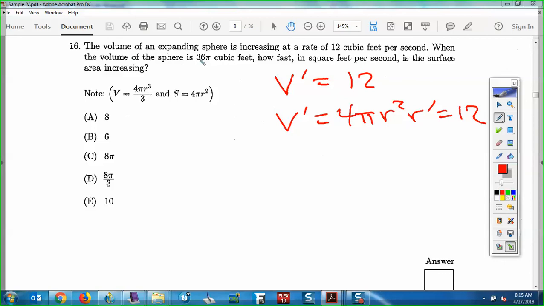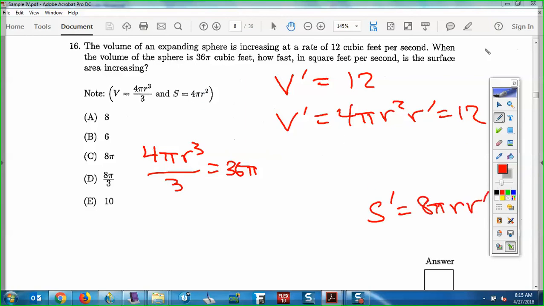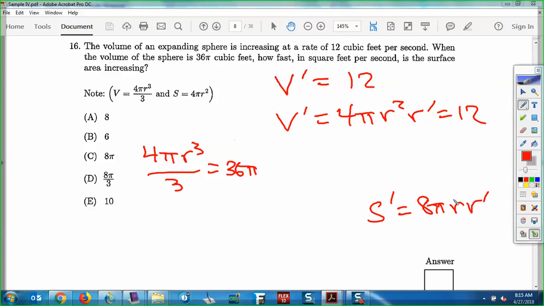They also say when the volume is 36 pi, so you can take 4 pi r cubed over 3 and set that equal to 36 pi, because that is the volume. And then they want to know how fast the surface area is increasing, so that'd be S prime. So we bring the 2 down there, that'd be 8 pi r r prime. So that's what we're trying to find. So we need some things to plug in. I think this one looks like we can get r from this.